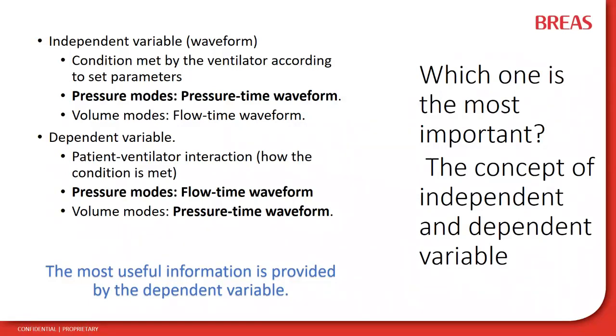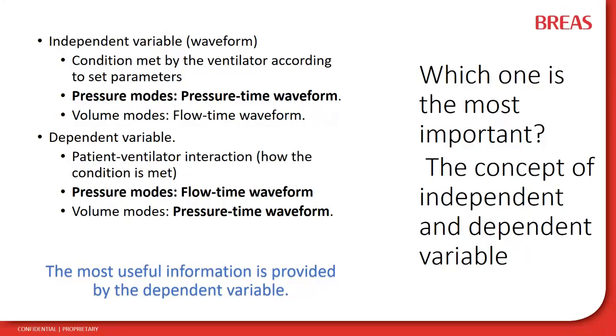Okay, the second concept. Since volume and flow are the same, we have two important waveforms: pressure and flow. Which one is the most important? I would like to introduce the concept of independent and dependent variable. What is the independent variable, independent waveform, or independent parameter? The independent variable is the condition met by the ventilator according to set parameters.